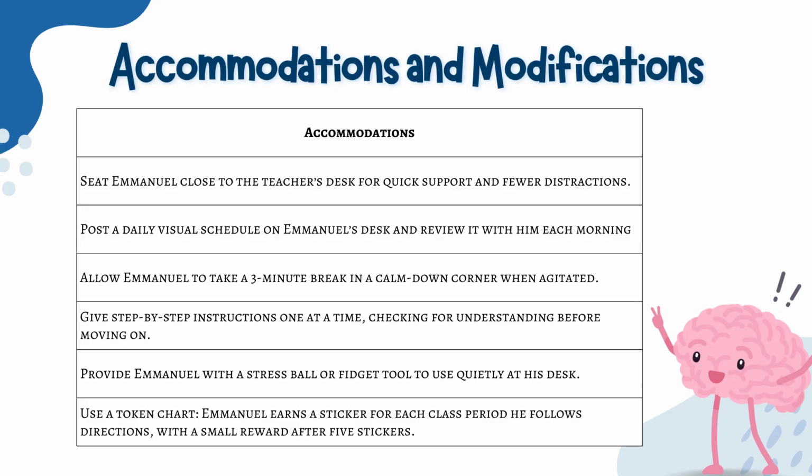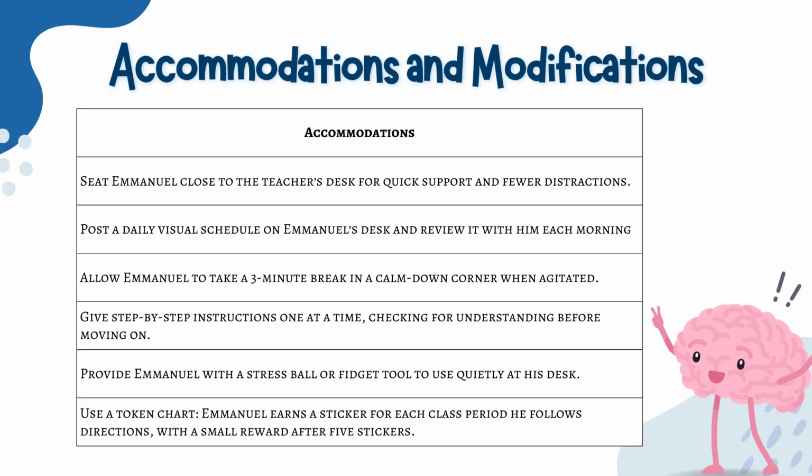Allow Emmanuel to take 3-minute break in a calm down corner when agitated. If na-frustrate siya, ganun, or nagkakaroon na siya ng outburst, let's provide a corner, yung calm down corner, for him to calm down at least 3 minutes. 3-minute break. Another one is give step-by-step instructions one at a time, checking for understanding before moving on. So, when giving him instructions, check in from time to time if naiintindihan niya talaga.